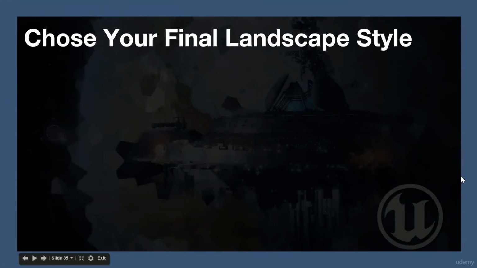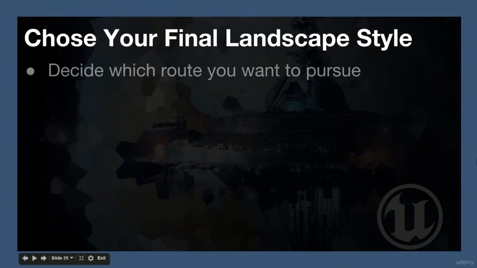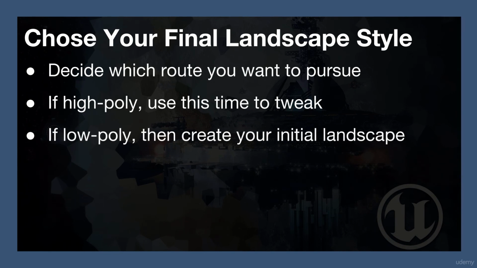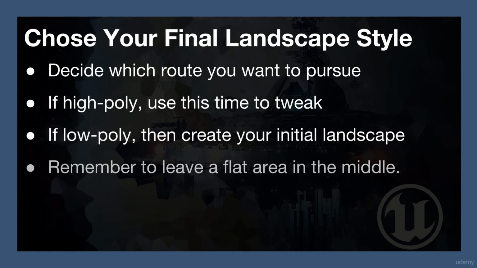So that's what I want you to do. I want you to choose your final landscape style. Decide which route you want to pursue. If it's high poly, then use this time to tweak the existing terrain you've got. I'm going to pursue high poly, I think, through the rest of the course because that's been the consensus. I want to show you in the upcoming iteration of terrain how to use height maps and import those sort of things. So ultimately, I'm showing you both techniques. But if you decide low poly, then create your initial landscape like I just did.